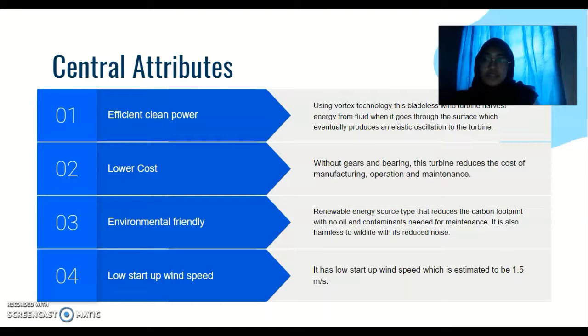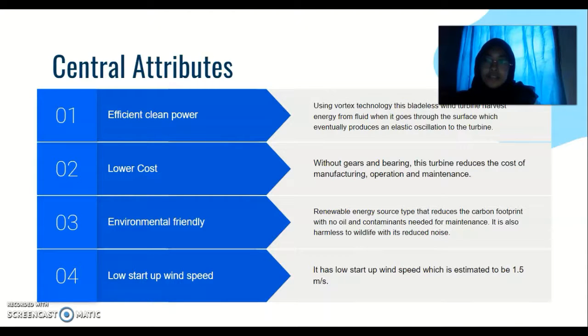So the third one is environmentally friendly. Our wind turbine is a renewable energy source that reduces the carbon footprint with no oil and contaminant needed for maintenance. It is also harmless to wildlife because it reduces noise. We don't have the blade. Usually the blade produces a lot of noise that causes harm to birds and wildlife.